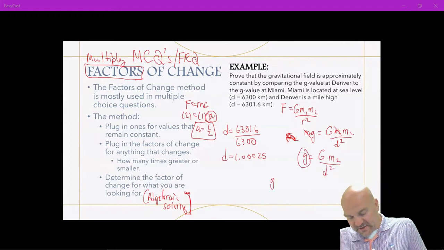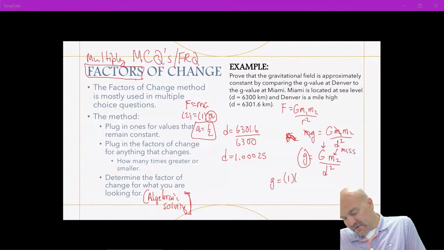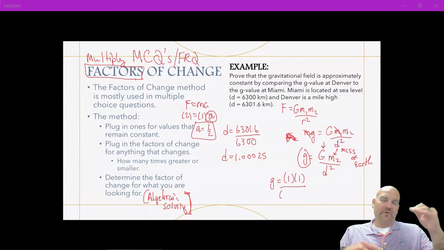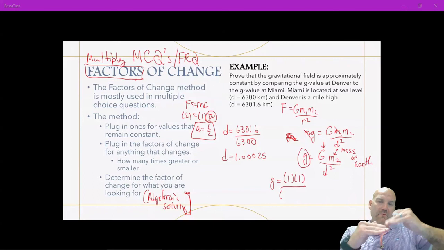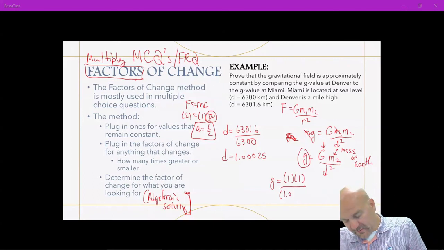And so what does that mean? I'm going to say G equals, now this is a constant, so that's not going to change. I'm going to plug in a 1. M2 actually works out to be the mass of the Earth. That doesn't change. If that changes, we have a very big problem in our universe. Okay. Now, what changed? The distance, right? So I'm going from Miami to Denver. So I'm looking for that factor of change, and that's what we determined over here.